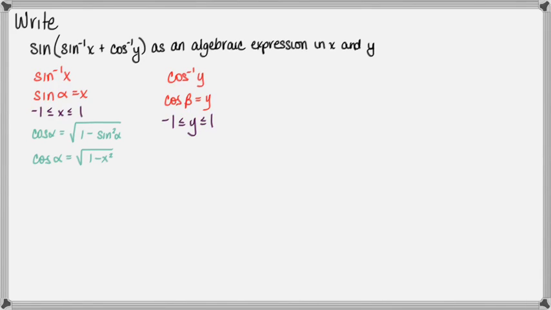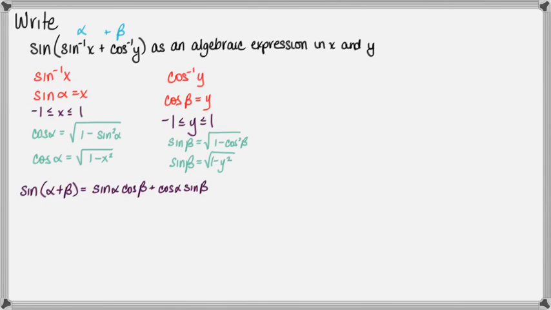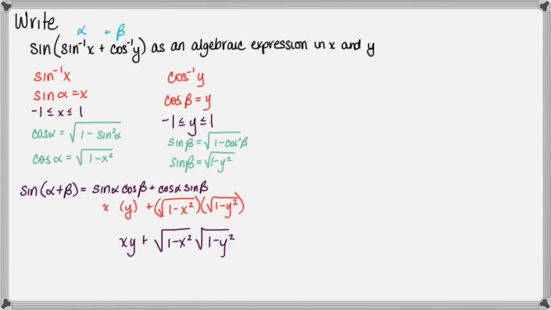Using the Pythagorean identity, we can find cosine alpha equal to root 1 minus x squared, and sine beta, root 1 minus y squared. And then we go to our formula. Sine alpha plus beta: sine of the first, cosine of the second, plus cosine of the first, sine of the second. And we replace with those things that we just discovered. All said and done, xy plus root 1 minus x squared times root 1 minus y squared.